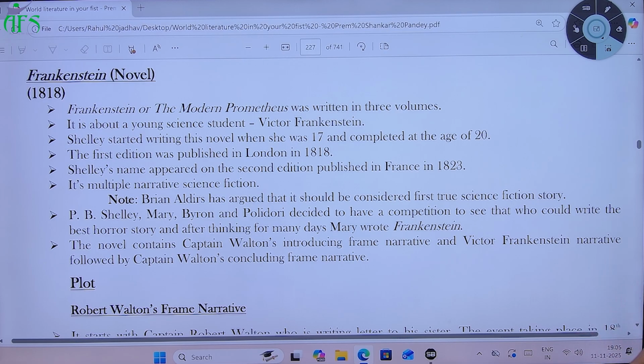P.B. Shelley, Mary, Byron, and Polidori decided to have a competition to see who could write the best horror story. And after thinking for many days, Mary wrote Frankenstein. This novel contains Captain Walton's introductory frame narrative, and Victor Frankenstein's narrative, followed by Captain Walton's concluding frame narrative.